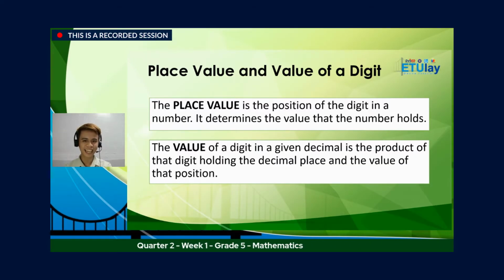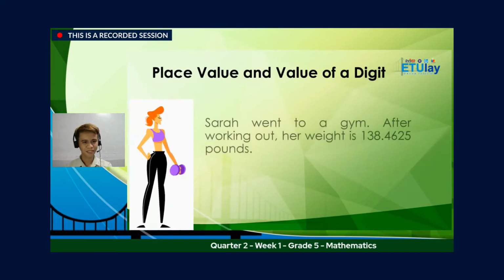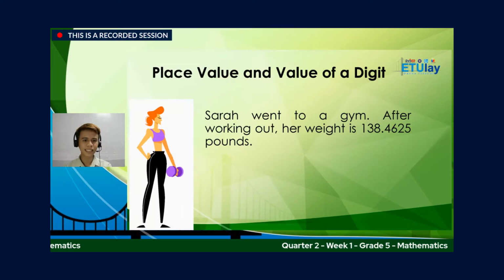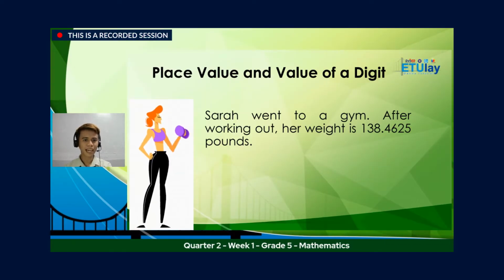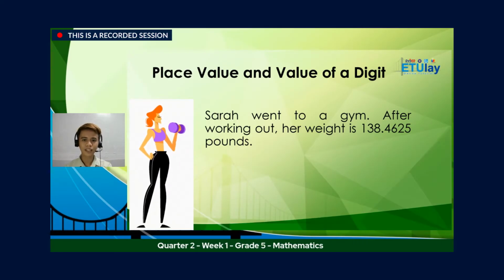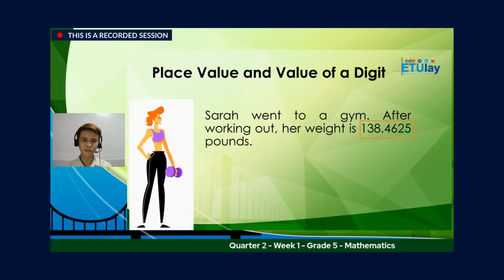So to better understand what is place value and the value of a digit, let us have this situation. Sarah went to a gym. After working out, her weight is 138.4625 pounds. So mamaya, tuturuan ko din kayo kung paano ang tamang pagbasa ng ating mga decimal, or on how to properly read decimal numbers. So ngayon, meron tayong given na 138.4625. Dito muna tayo magfo-focus sa pagkuha ng mga place value and value ng mga digit.